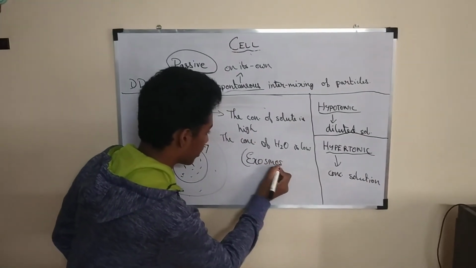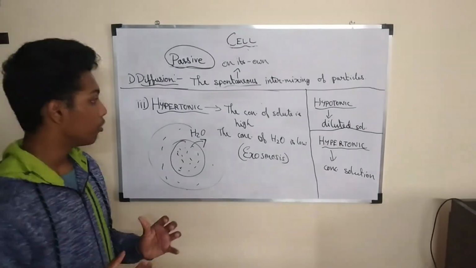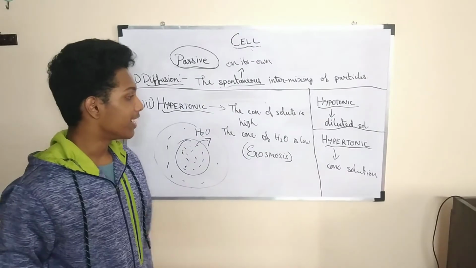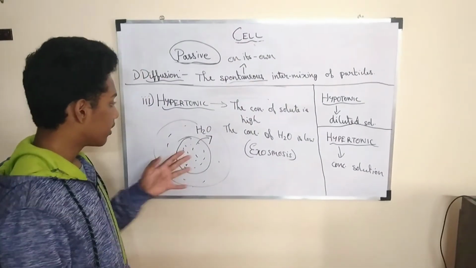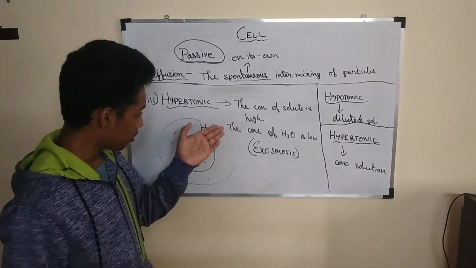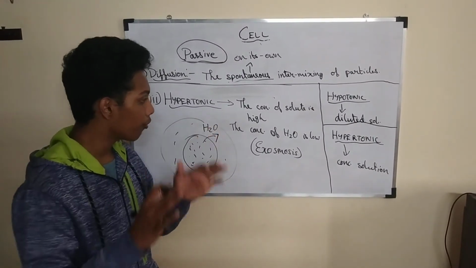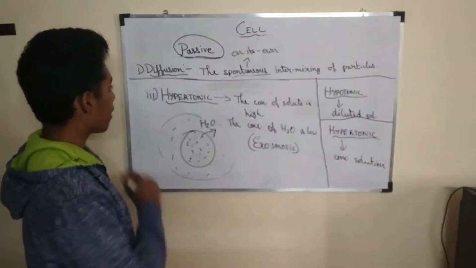Exosmosis can only occur in hypertonic solution, where the solute concentration is very high, or you can say this is a concentrated solution. This process is known as exosmosis, and the solution which has a low concentration of H2O and a high concentration of solute is known as the hypertonic solution.